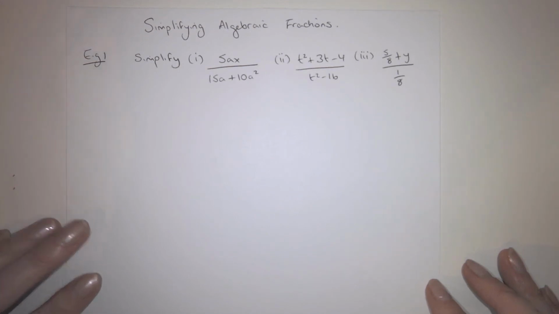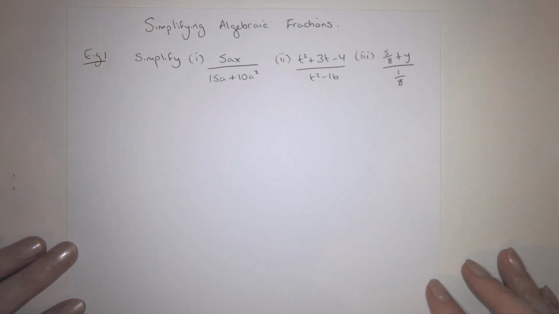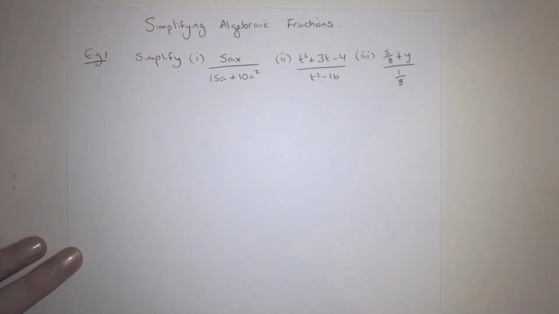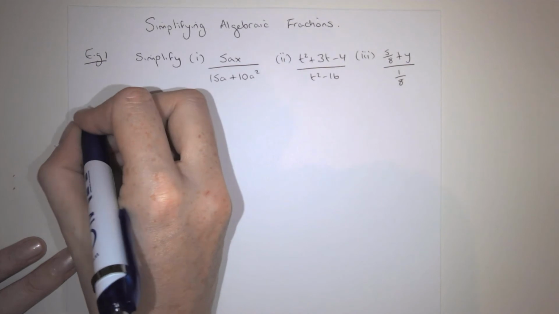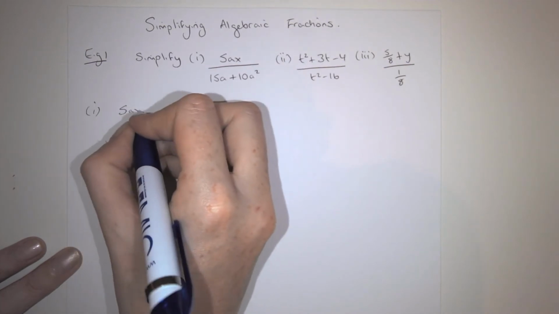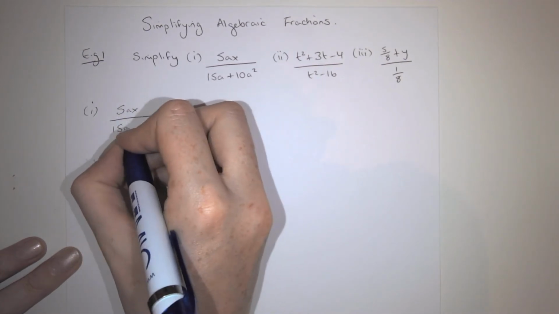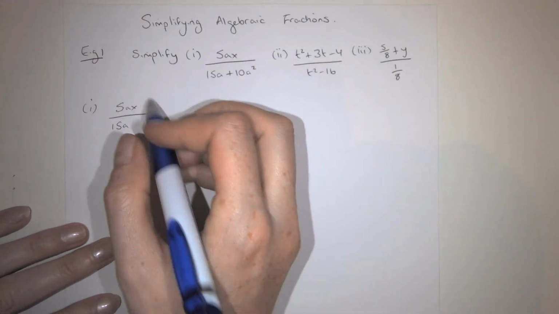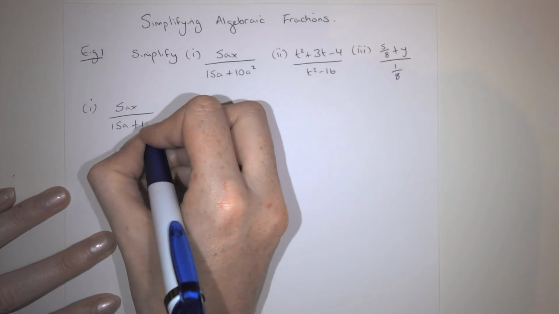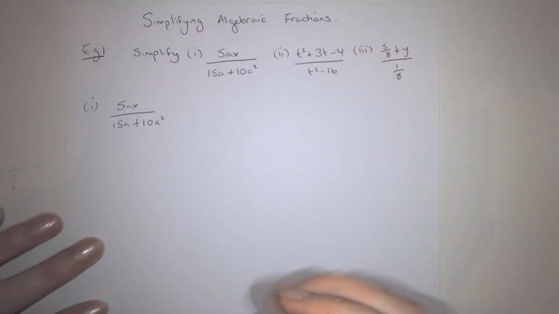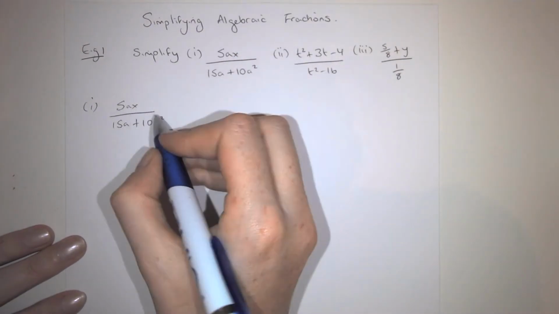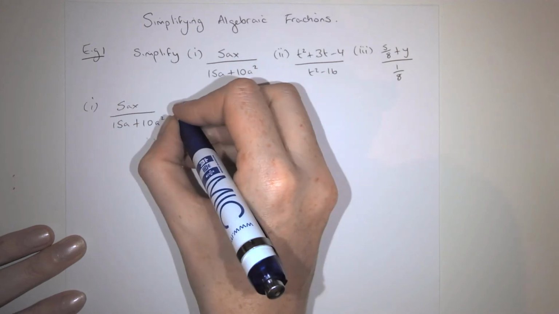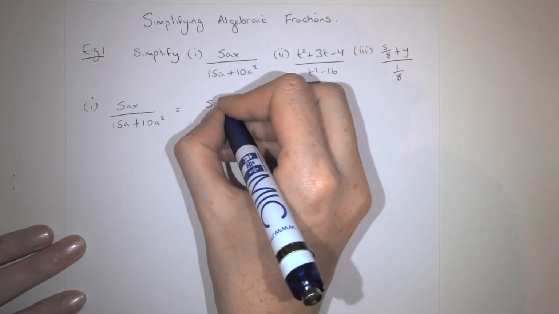So we've done a few like these in the last section of factorising. So we'll start with part 1. So it's 5ax all over 15a plus 10a squared. So in the top line I can't do anything with it, I can't rewrite it in any way, I just have to leave it alone.